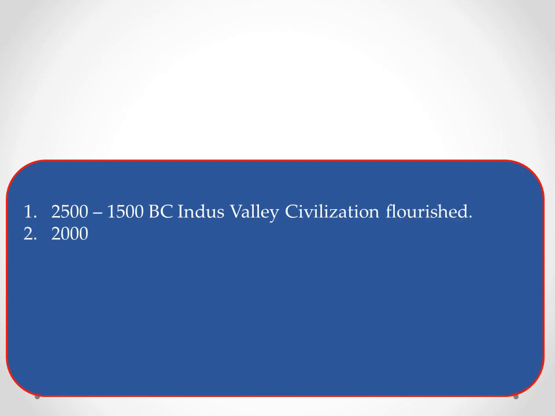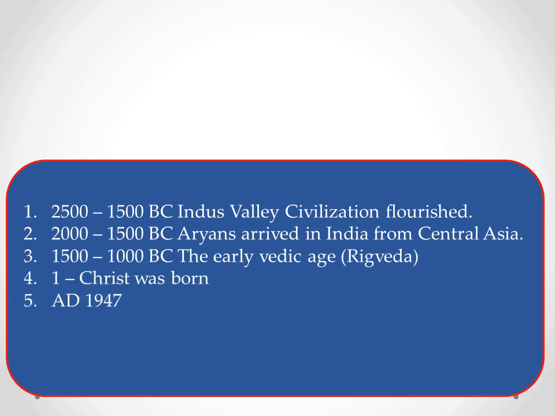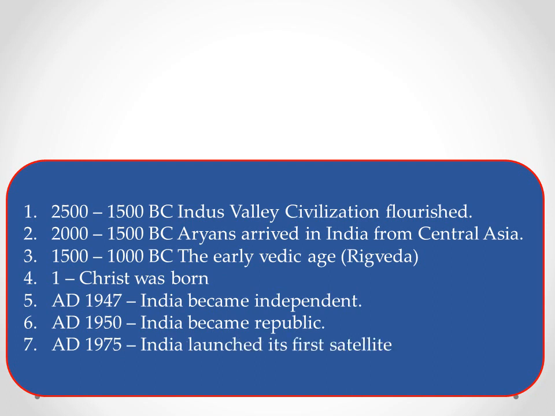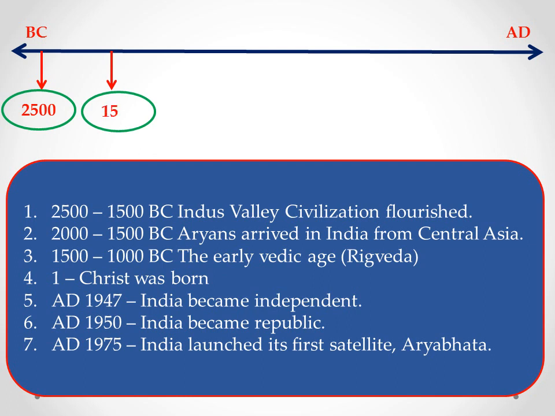Let us understand this with one more example. As per historians, between 2500 to 1500 BC, the Indus Valley civilization flourished. So, where will you write this? Yes, towards your left hand side. The second example says, Aryans arrived in India from Central Asia between 2000 to 1500 BC. Children, did you notice dates are written backwards in BCE?